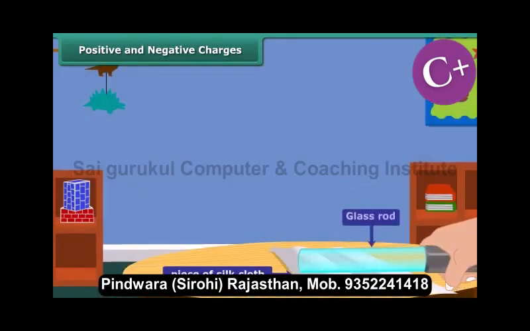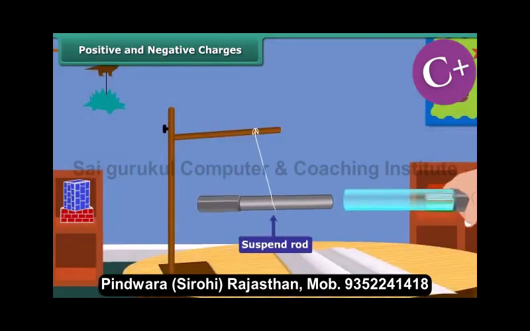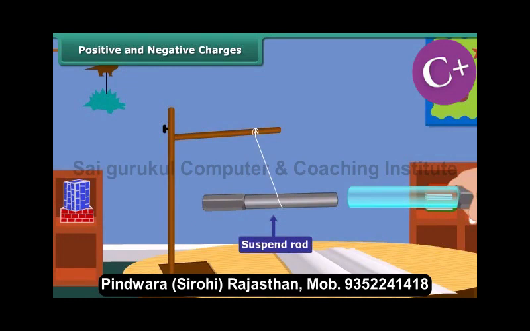Now take a glass rod and rub it with a silk cloth. Bring this glass rod close to the charged suspended ebonite rod. What do you observe now? The suspended ebonite rod comes closer to the glass rod.